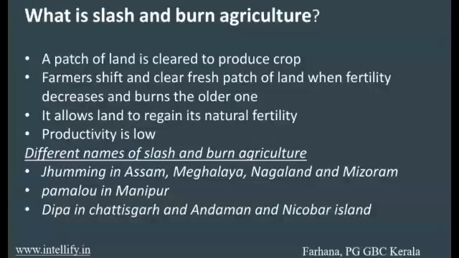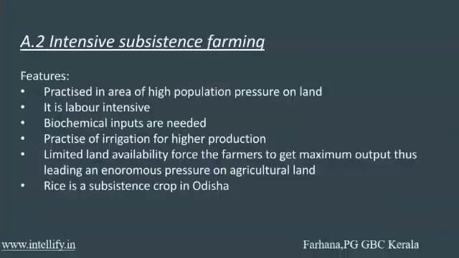Next we can move on to second type of farming, that is intensive subsistence farming. What are the features of intensive subsistence farming? Let's have a look. It is mainly practiced in areas of high population pressure on land, that is in a densely populated region. It is labor intensive, that is more number of laborers are needed. Biochemical inputs are needed. Then here irrigation is practiced for higher production.